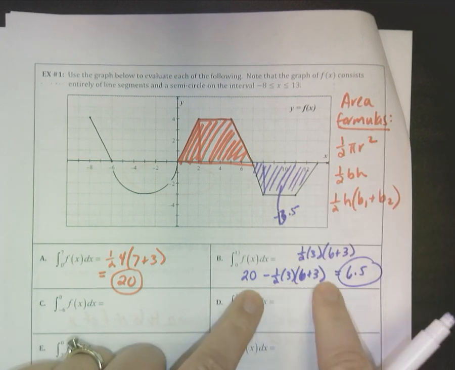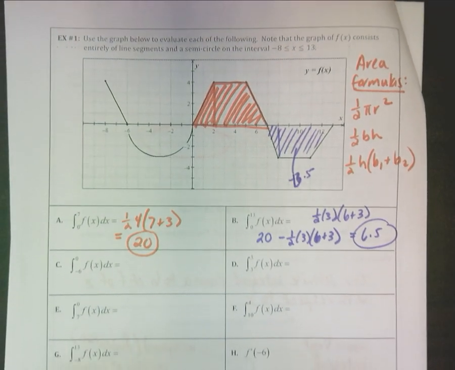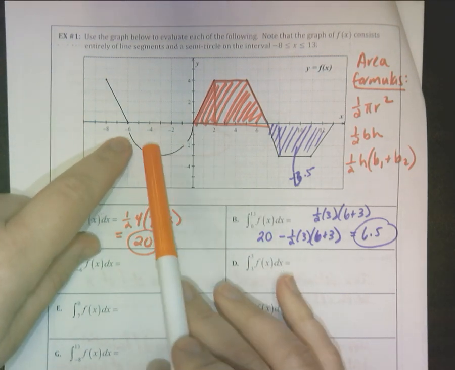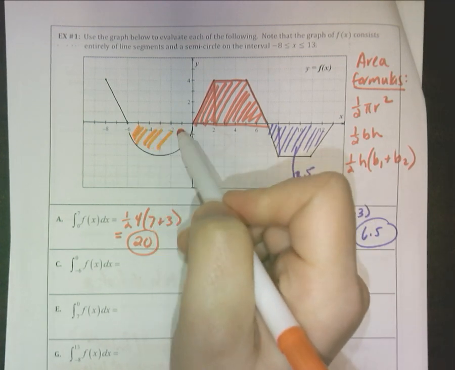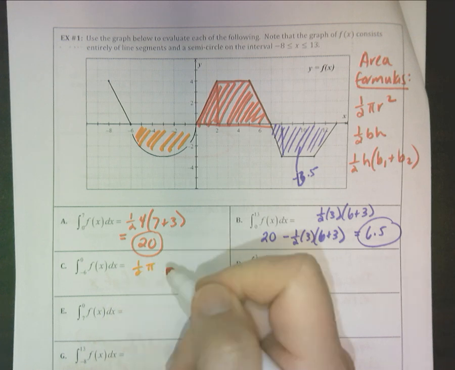Because 20 minus the 13.5 is 6.5. All right. Moving on to part C. What would be the area from -6 to 0? Again, -6 to 0 is under the x-axis. It is a semicircle. Semicircles are half pi r squared.